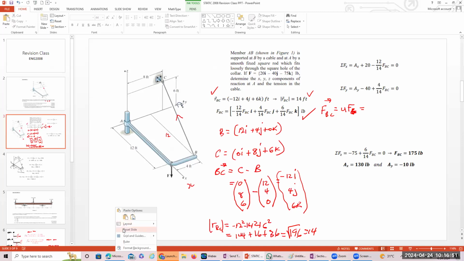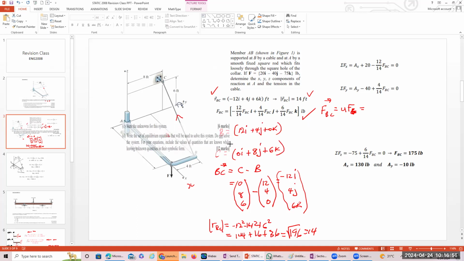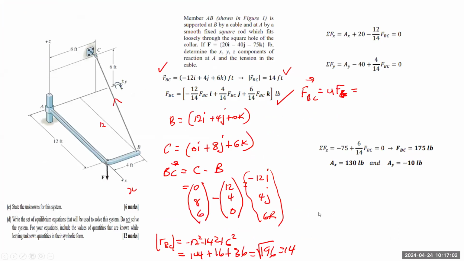So right, let me just paste it. It's the question somewhere over. Right, so what are the unknowns? Can anybody tell me what are the unknowns for a system like this? What are some of the unknowns? So you have reaction in the AX plane, AX. Yeah, AX is unknown.